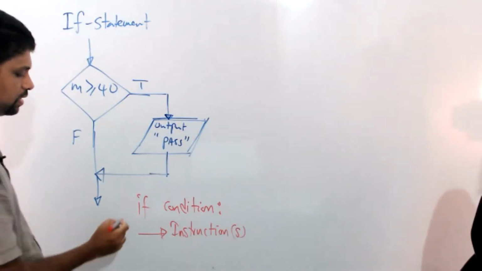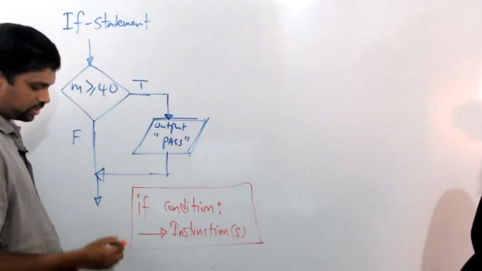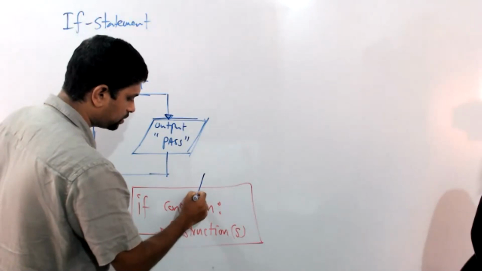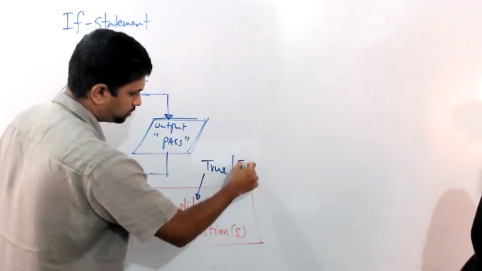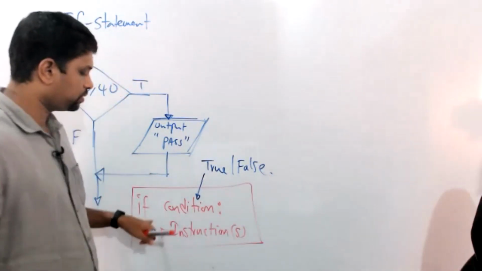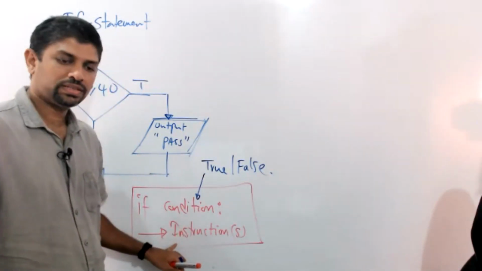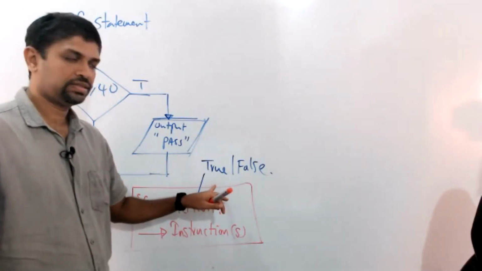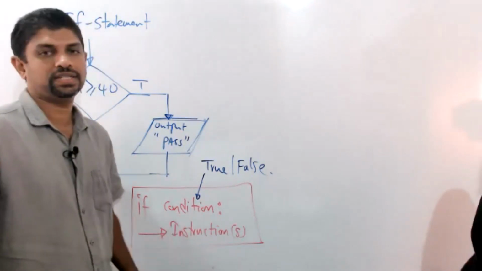Okay, so this is the general form of the if statement. This condition can be either true or false. If you want to, instead of a condition, you can put true. Then this instruction, one or several instructions here, is always executed. If you put false, this will never run, right?